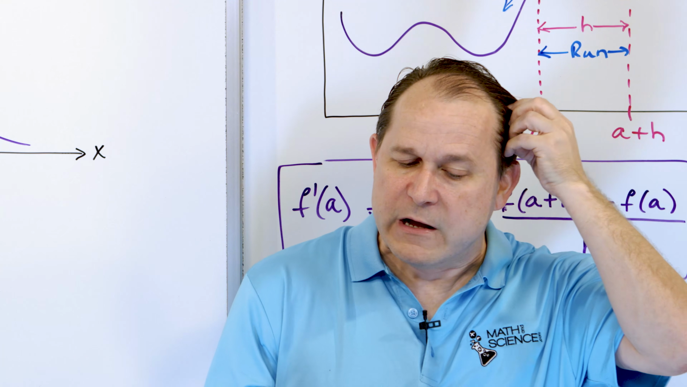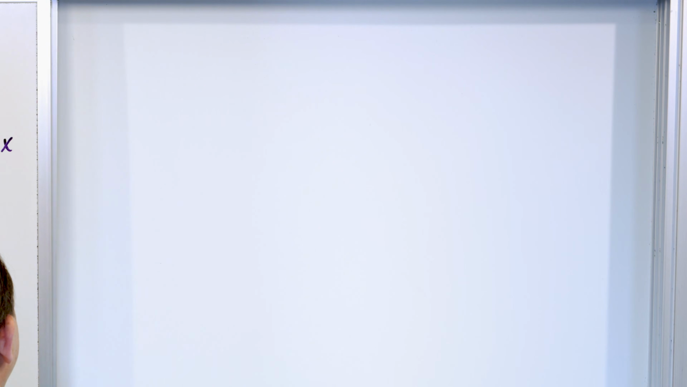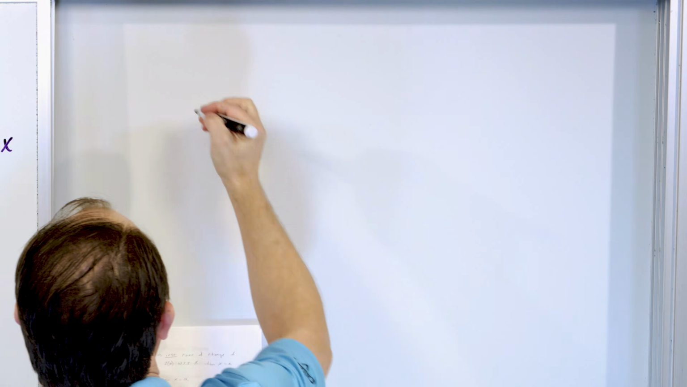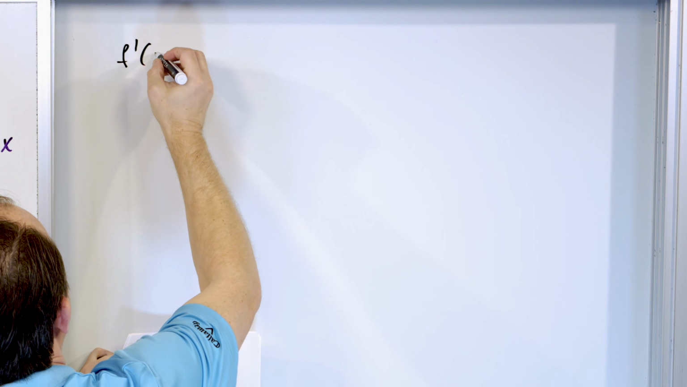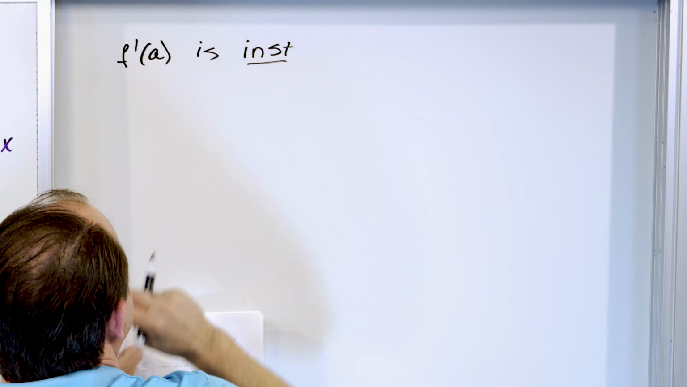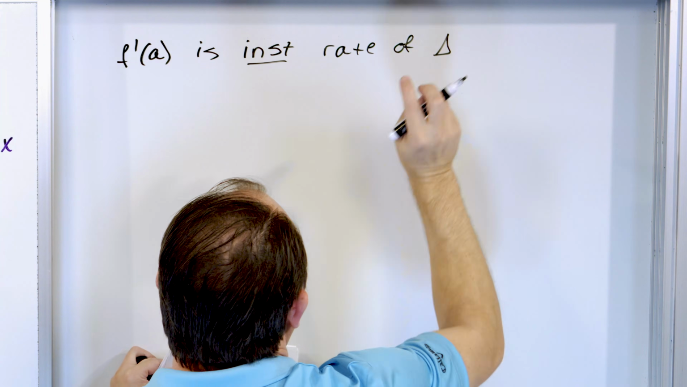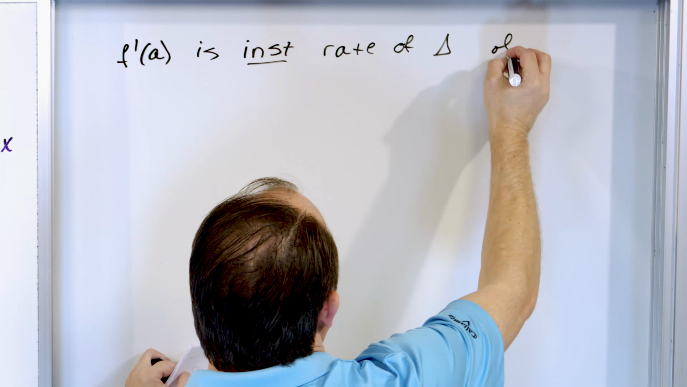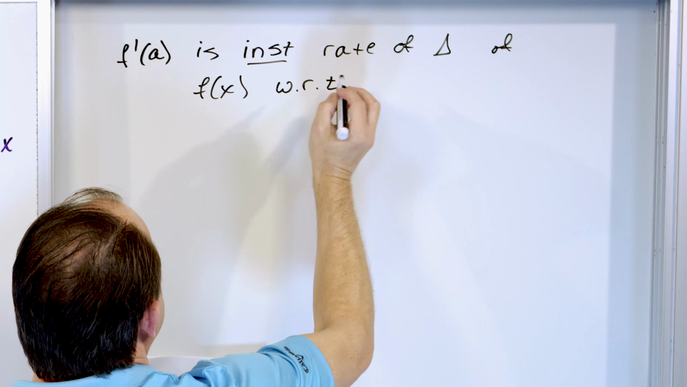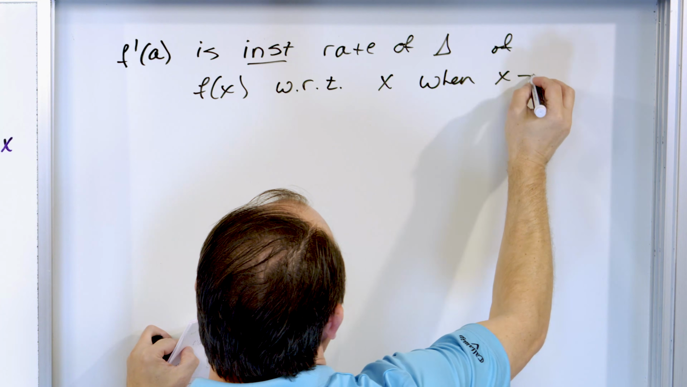about rate of change. So when I say something like instantaneous rate of change, right, I might say something like f prime at a is the instantaneous, that's what inst means, instantaneous rate of change, triangle means change, rate of change, of f of x with respect to, that's what WRT means, with respect to x when x is equal to a.